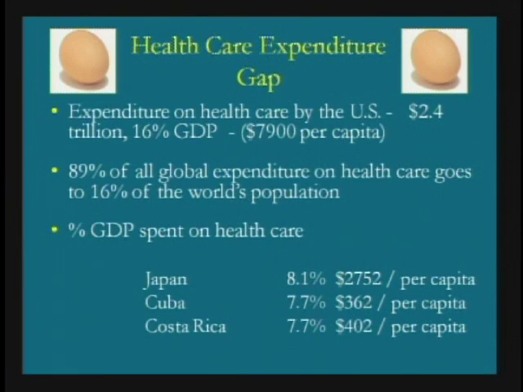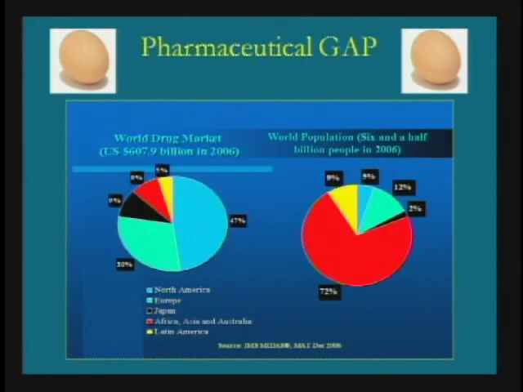We spend, and I know Alan probably talked exhaustively on this, a huge amount of money on health, 16% of our GDP. And 89% of all global expenditures on health goes to only 16% of the world's population. But we're not getting our bang for the buck, which I'm sure Dr. Garber talked about, when you see that Cuba and Costa Rica live to the same age that we do. We're talking 1 year difference, 77 versus 78, and that Japan, that only spends 8% of their GDP, manages to have the longest lifespan. So what are we doing wrong?